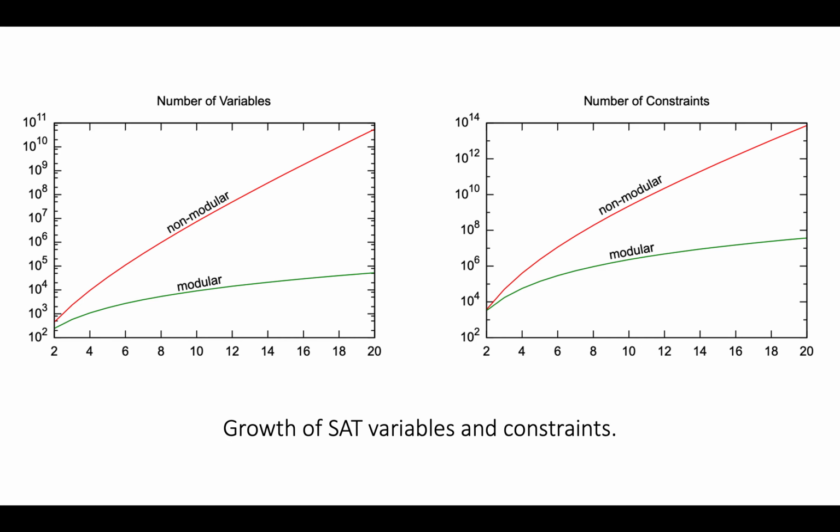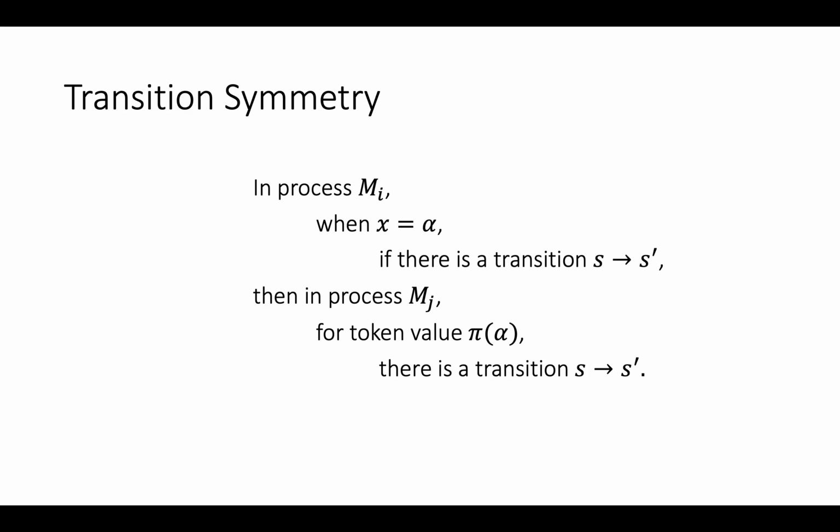Symmetry captures the isomorphisms in individual processes. With symmetry, we want to say that the local transition system of every process is the same. That is, if in process mi, there is a transition from s to s prime when the shared variable x is, say, alpha, then in process mj, there is a transition from s to s prime for an appropriate value of the shared variable. Here the value of the shared variable is pi of alpha, where pi represents the rotation from i to j. The transition symmetry implies that the proof invariants of each process are also isomorphic. We force these symmetries into the SAT solver.